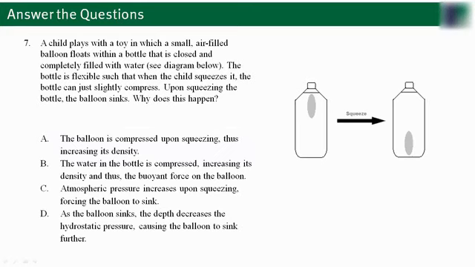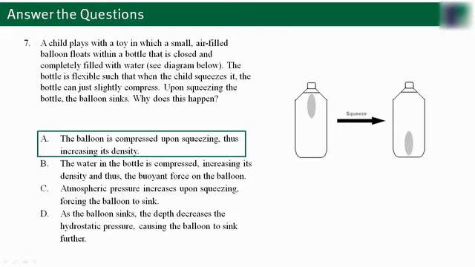Then there's question 7. This one's about buoyancy and pressure. Go ahead, read it all, and pick an answer. The correct answer here is A. The balloon gets compressed, which increases its density. It's a very simple statement. You compress it, increases density, and then it sinks, but it actually requires a lot of science knowledge to integrate.